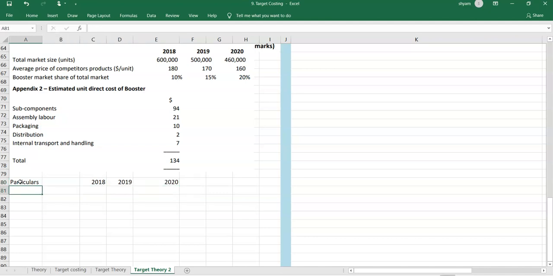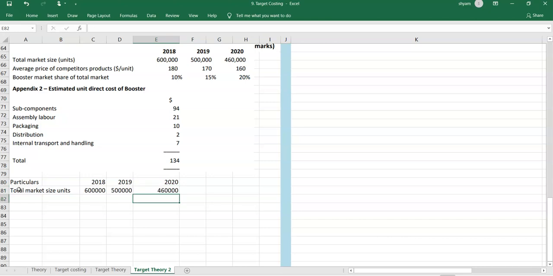Okay, so he says that the total market size is going to be, in terms of units he is telling, 6 lakhs, 5 lakhs and 4 lakh 60.